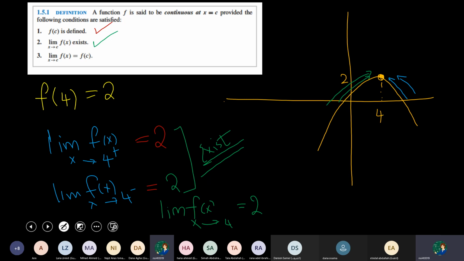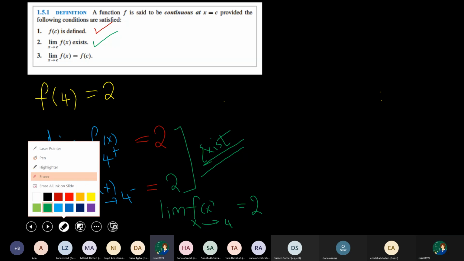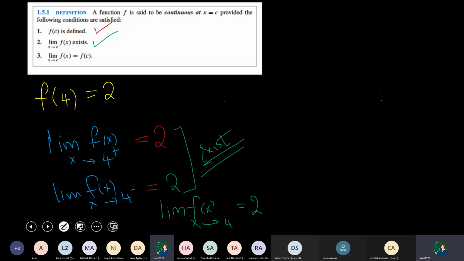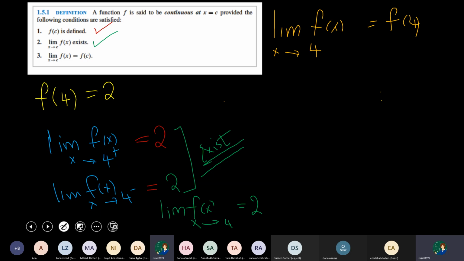Now look at the third one. In the third one, I want to check if the limit of f of x when x approaches 4 is equal to the value of f of 4. Limit f of x when x approaches 4 equals what?